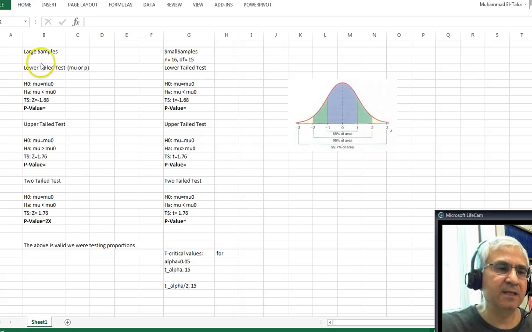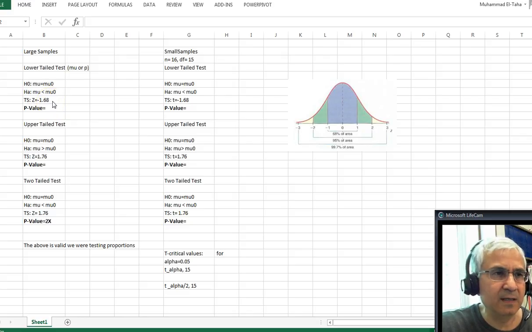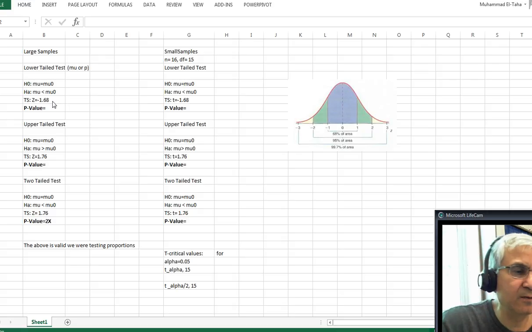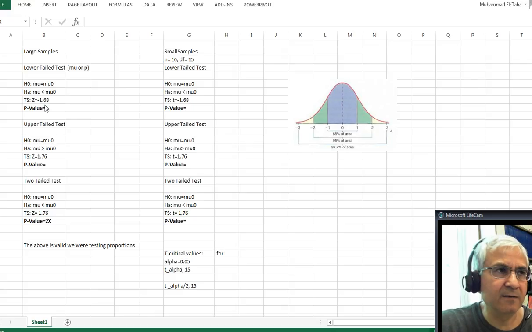So we're going to start with large samples and look at lower-tailed, upper-tailed, and two-tailed tests. Here the unknown parameter can be either mu or p. I just use mu here, but it works for both. Your alternative is mu less than mu 0, so you need to calculate the z value, the test statistic, by hand, which is x bar minus mu 0 over s over square root of n. Since we have a large sample, that's a z value, and we don't need to calculate a critical value; once we get the p-value, we can do the hypothesis test.